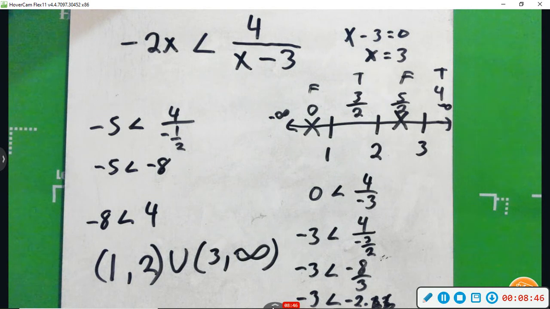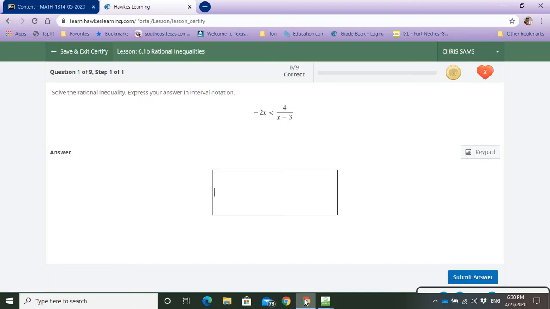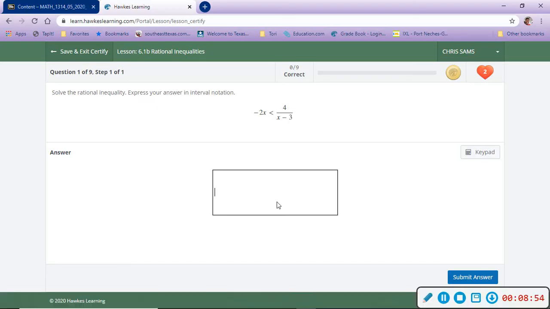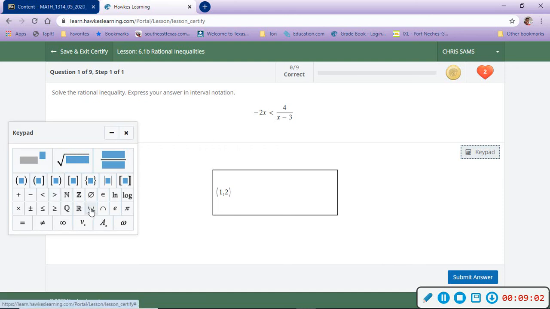So I'm going to flip back over to Hawks and plug this in. Our interval was from 1 to 2, and then I use a keypad to get the union, and then we were from 3 to infinity.